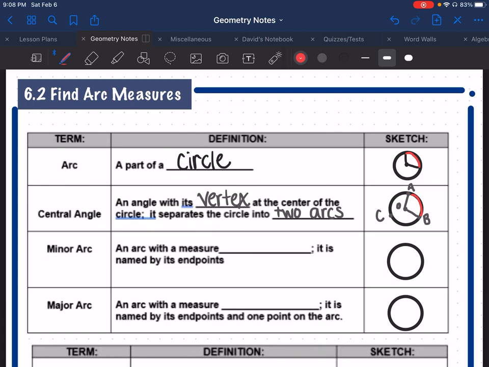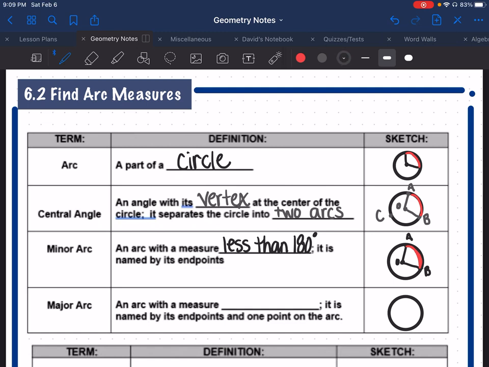All right, I have what are called a minor arc and a major arc. A minor arc is an arc whose measure is less than 180 degrees. It is named by its endpoints. So a minor arc would be something similar to what we just drew up above. So we have A, we have our center at O, and then we have B. This right here from A to B would be considered my minor arc.